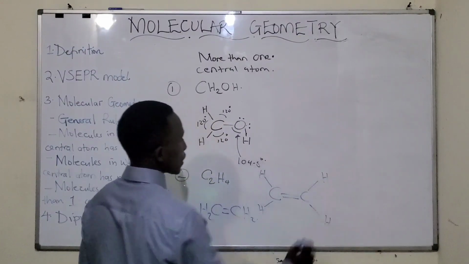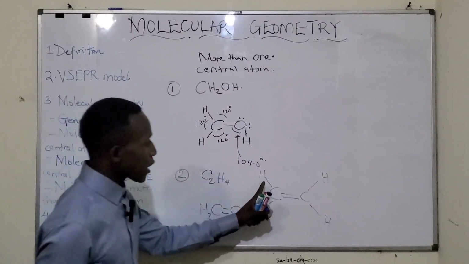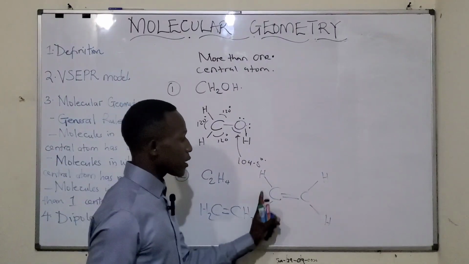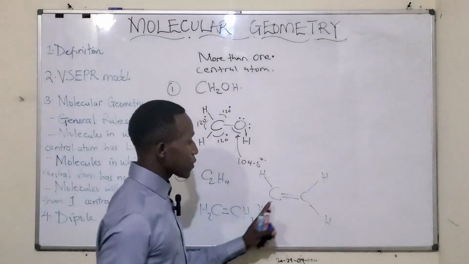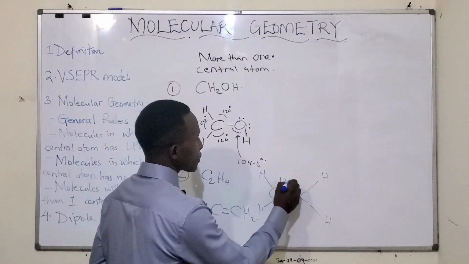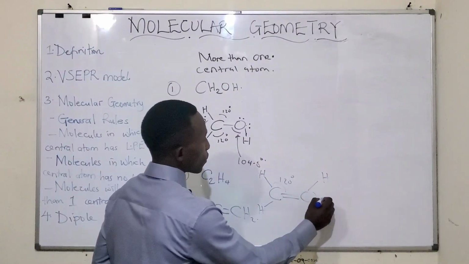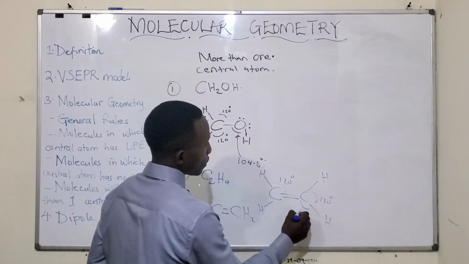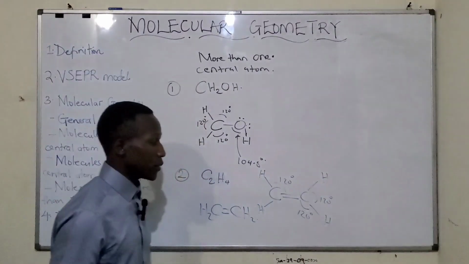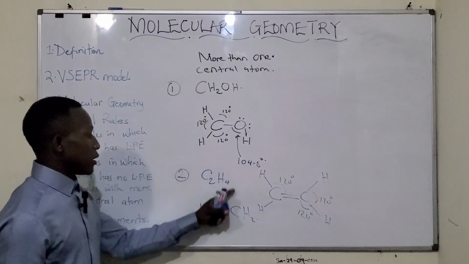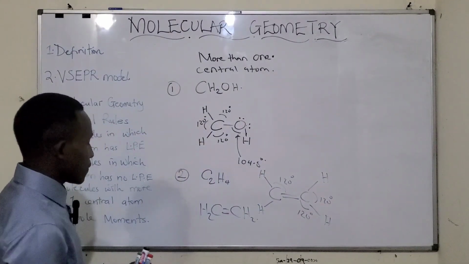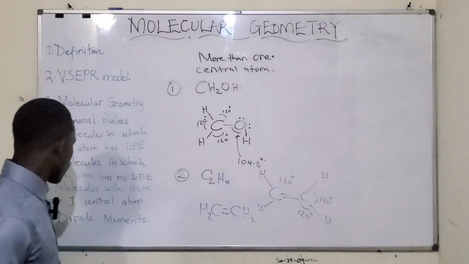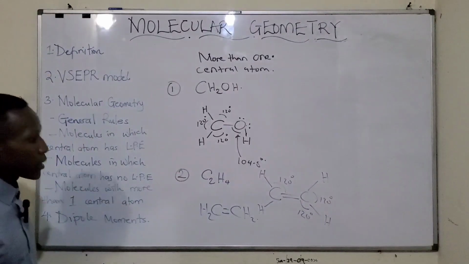The hydrogen atoms. And since the carbon is attached to 3 other atoms, all the angles will be at 120 degrees. They are all at 120 degrees. I think these examples are enough. Let's go to dipole moments.